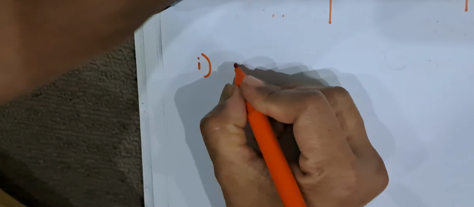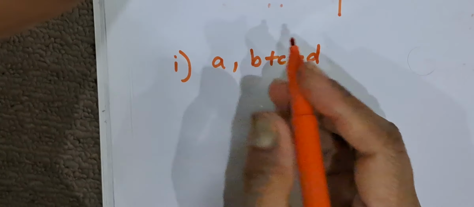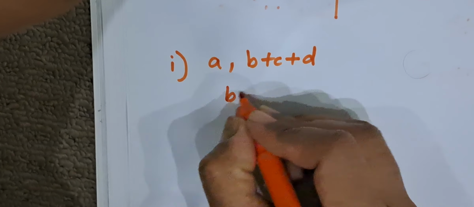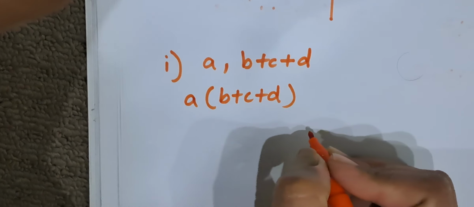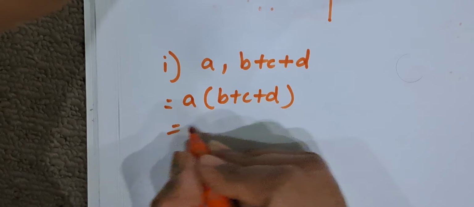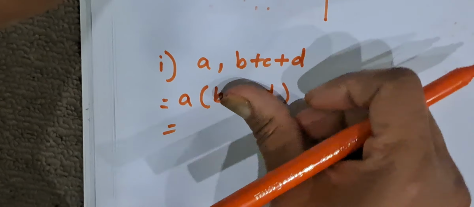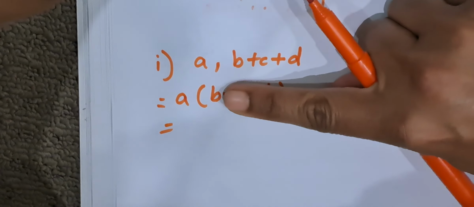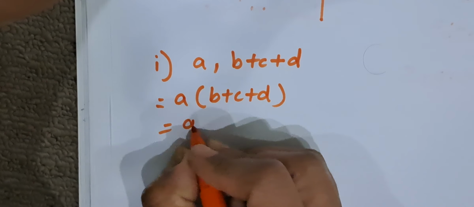First expression is A. Second one is B plus C plus D. How do we multiply them? We put a bracket again. B plus C plus D. We take it into the bracket and multiply it with A. So this becomes A times B. There is only one A and one B. So when we are multiplying A with B, first we will multiply A with only B. A times B is AB.